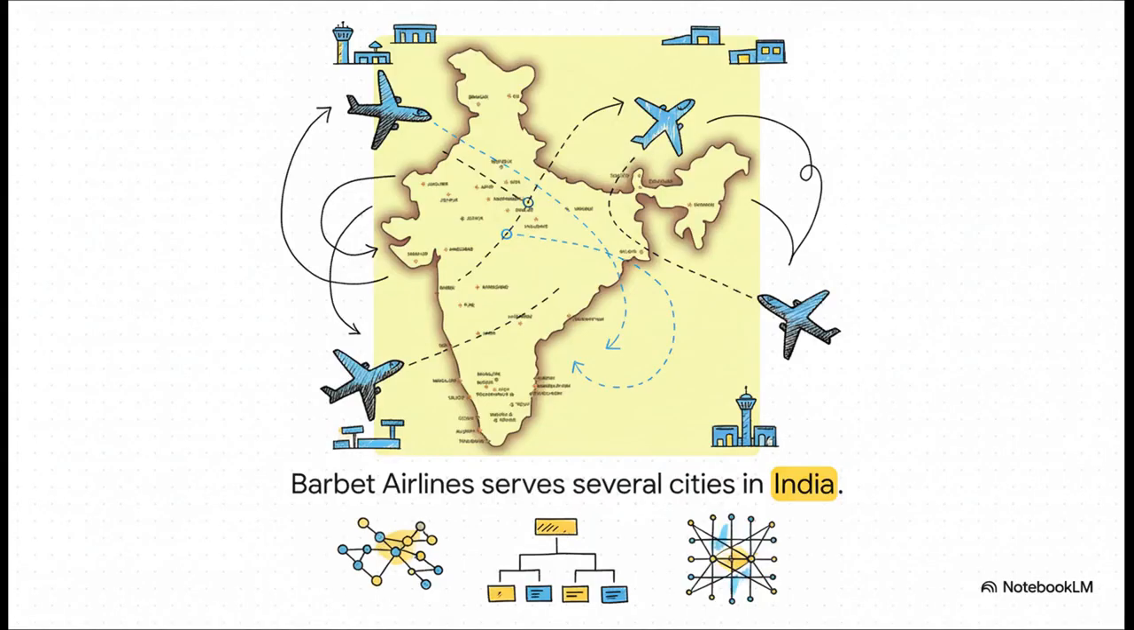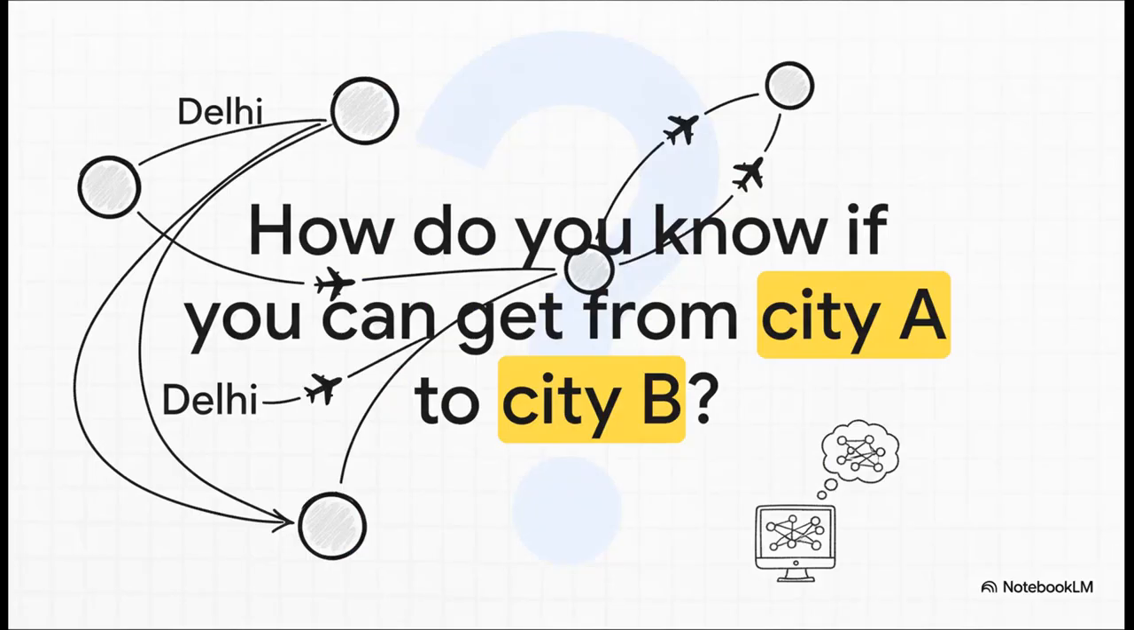Okay, so let's meet our airline for today. We'll call it Barbet Airlines. As you can see, it flies to a bunch of cities across India. Some cities have direct flights between them, others don't. This map just gives us a bit of a real-world feel for the problem we're about to tackle. And here it is. This is the fundamental problem. For any two cities Barbet Airlines flies to, let's say Delhi and Chennai, how can we possibly know if you can even get from one to the other? Maybe it's a direct flight, maybe you need one or two layovers. How does a computer figure that out from scratch?